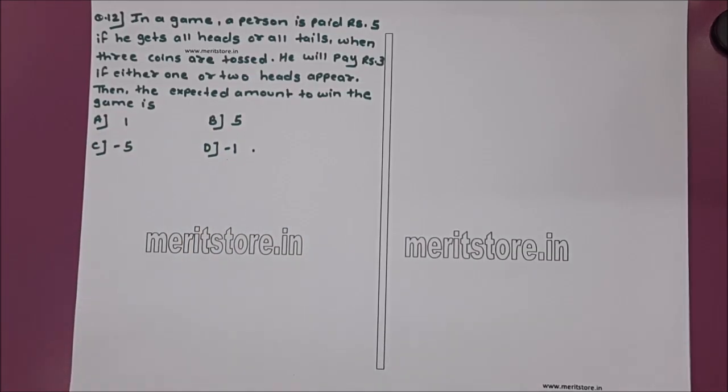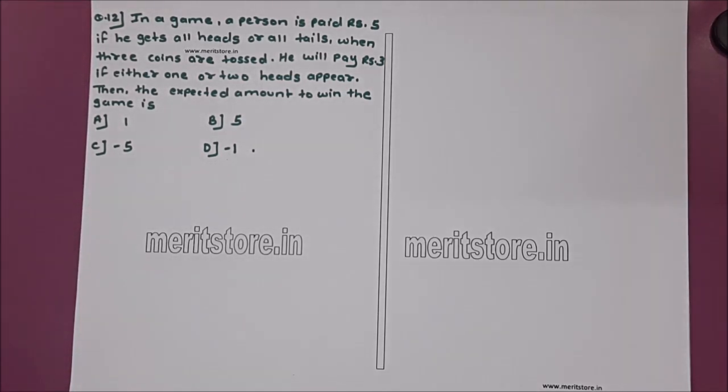Question 12. In a game, a person is paid rupees 5 if he gets all heads or all tails when 3 coins are tossed. He will pay rupees 3 if either 1 or 2 heads appear. Then the expected amount to win the game is: A 1, B 5, C minus 5 and D minus 1.